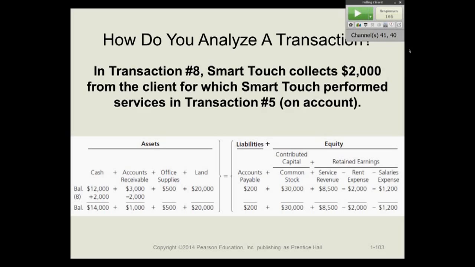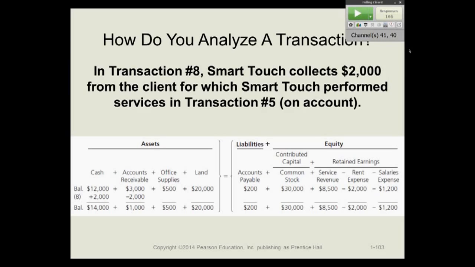The revenue doesn't change because it was already recognized. So revenue was already recognized. You don't recognize it again. And you've got to practice. You've got to make sure that you see this clearly as you progress.